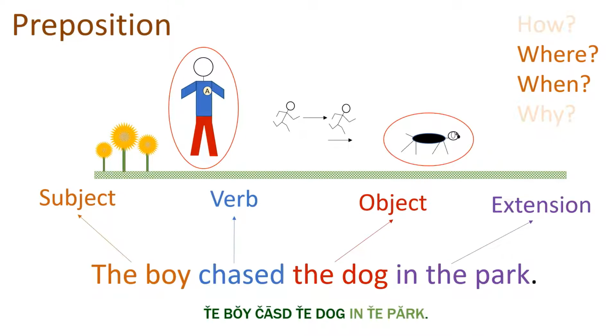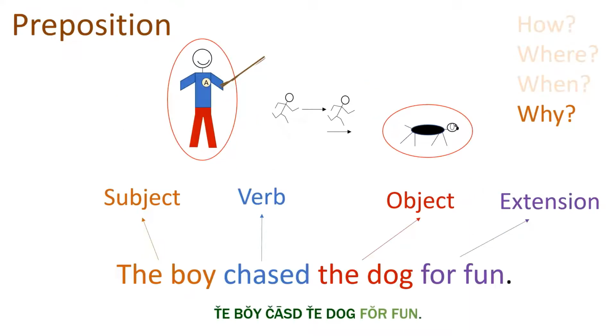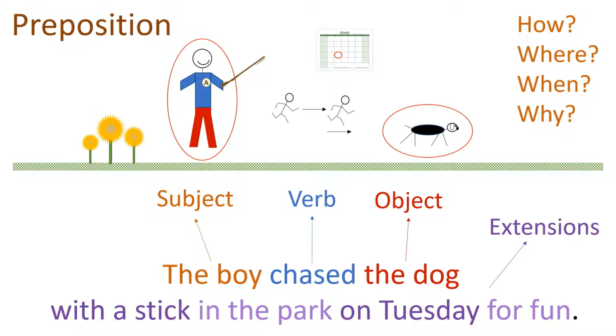Extensions answering the question where and when are made in the same way with different prepositions. The prepositions that are often used are at, on, in, and to. To answer the question why, we can use the preposition for. So we can say the boy chased the dog for fun. We can add more than one extension to the verb. They're usually placed in this order: how, where, when, and why.